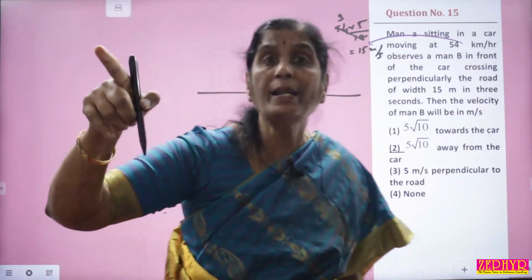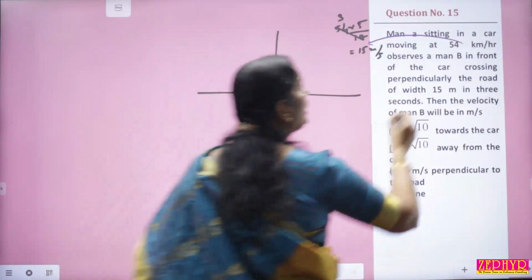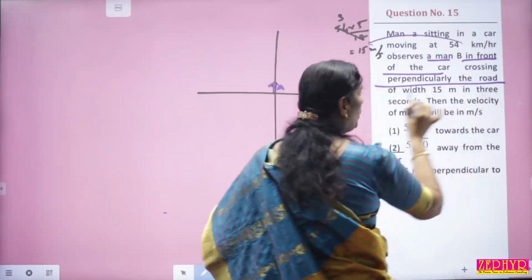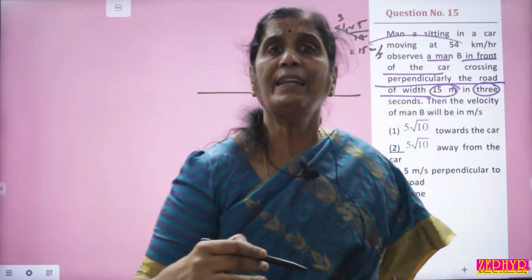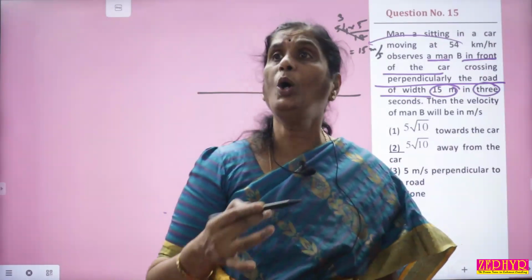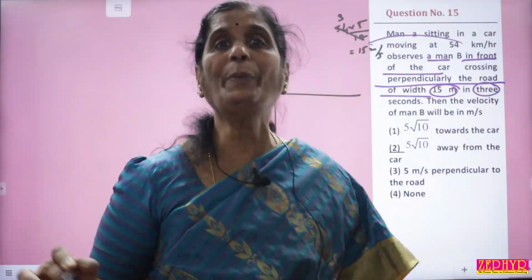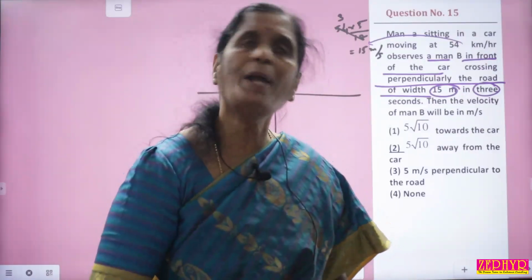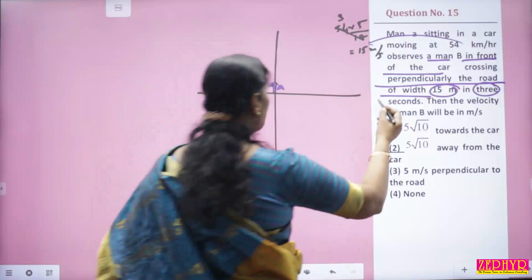Observes a man. I am observing another person. I am observing another person means relative. Observes a man B in front of the car, crossing perpendicular to the road with a width of 15 meters in 3 seconds. So the first person is observing the second person. He felt that, oh, this fellow is moving perpendicular to my direction and he is crossing the road. Relative. Because A is moving, B is also moving. So both are moving and A is observing B in its motion. So it is relative. So this sentence stands for relative.